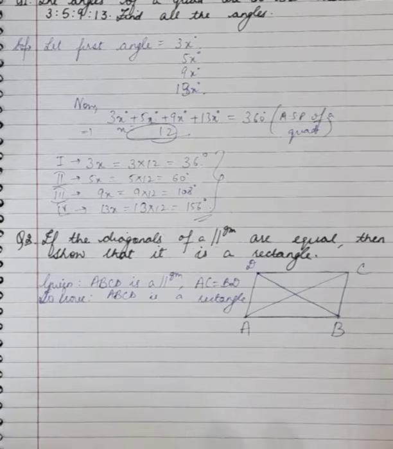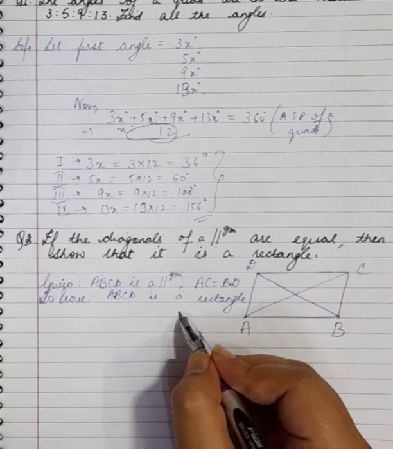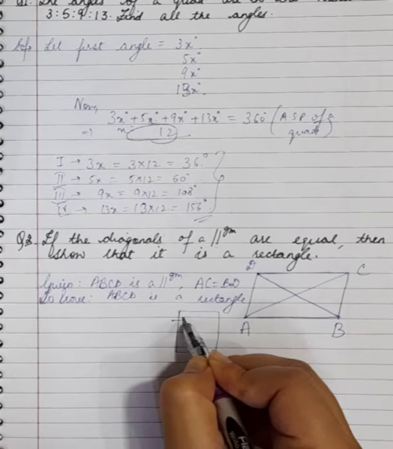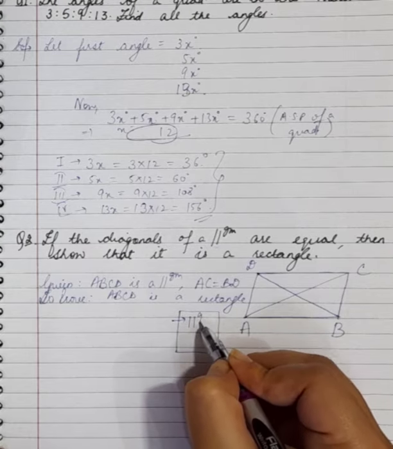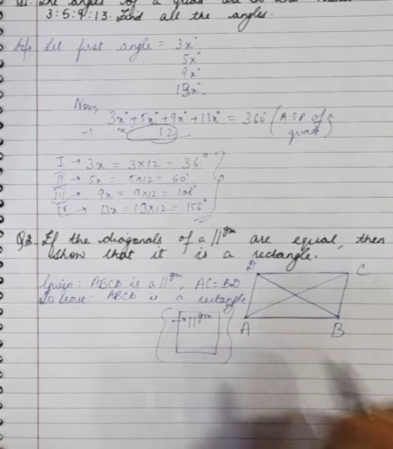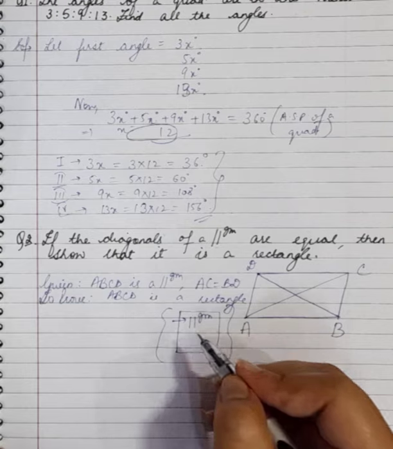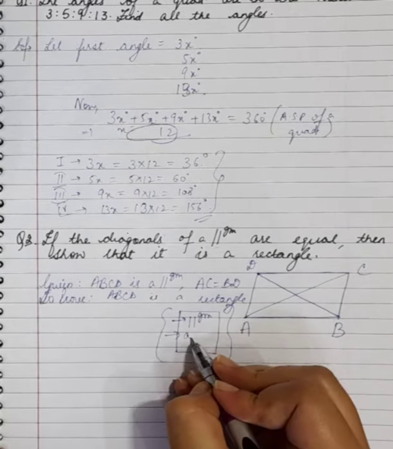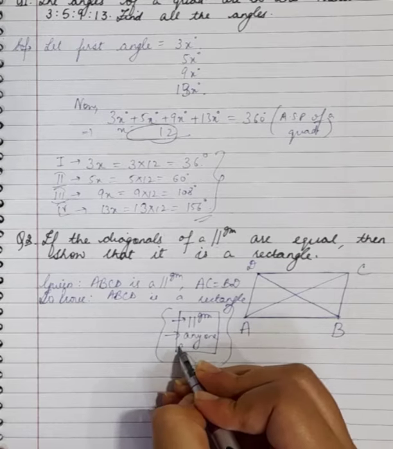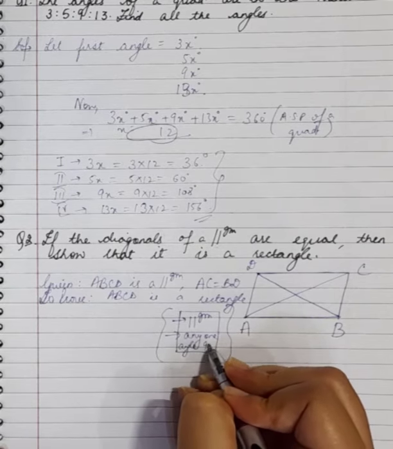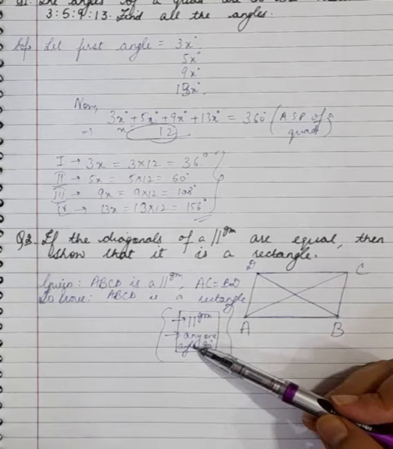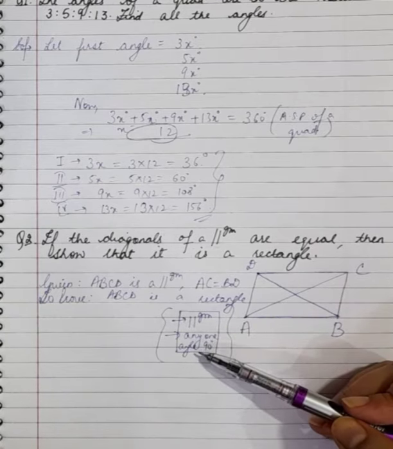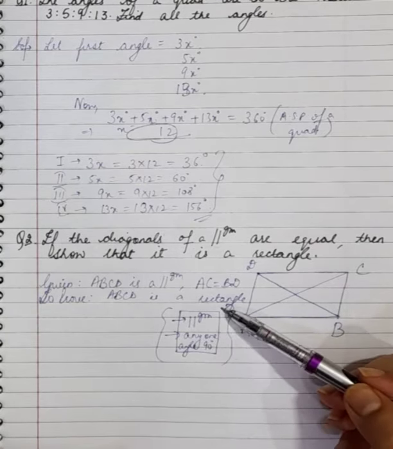Now, I have explained in my previous video how we are supposed to prove a figure as a rectangle. So there are just two steps. First of all, you need to prove that figure as a parallelogram. This is just rough. So you have to prove the figure as a parallelogram first, and the second is prove any one angle as 90 degrees. So these are the only two steps to prove a quadrilateral as a rectangle.